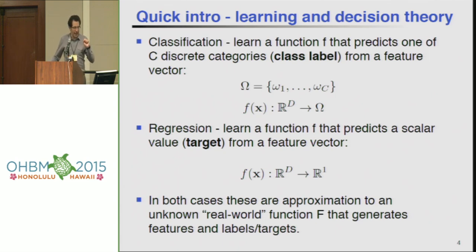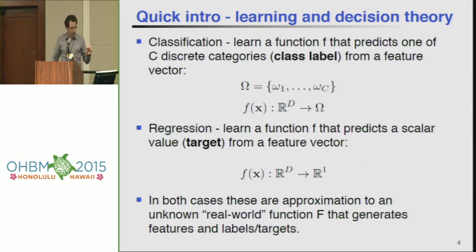So f. And this function has access to some data, and what we want is to predict a set of discrete labels. The big set of labels I'm denoting capital omega, and the little class labels are the little omega, so omega 1 to omega c. The classical example is if you have two classes, let's say you have patients and controls, whatever the disease is, then you would have omega 1 is patient, omega 2 is controls, for example.